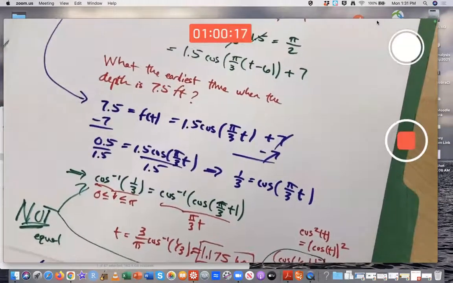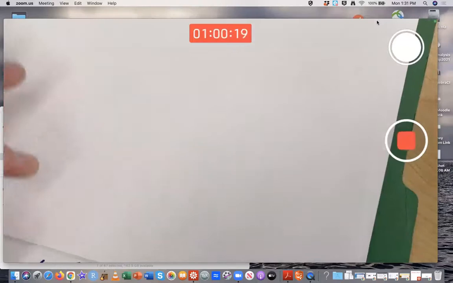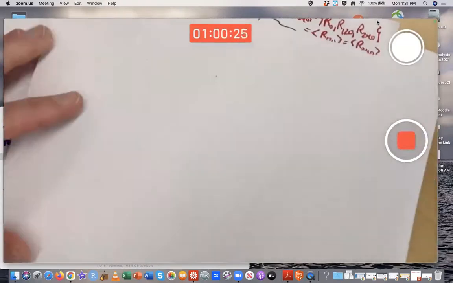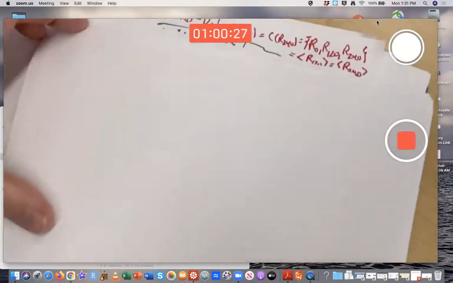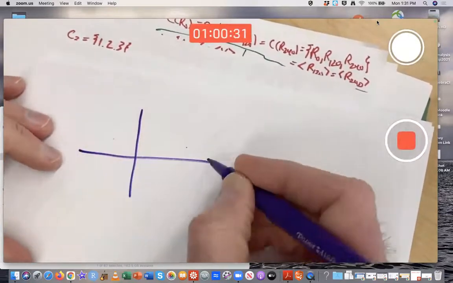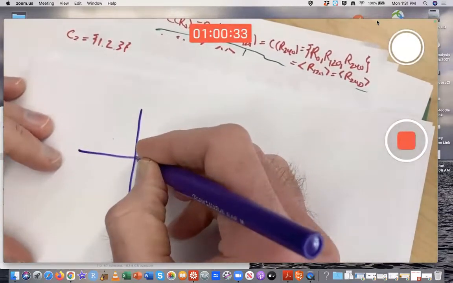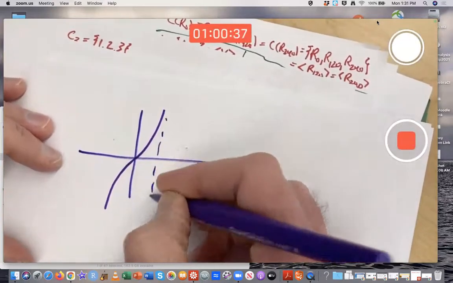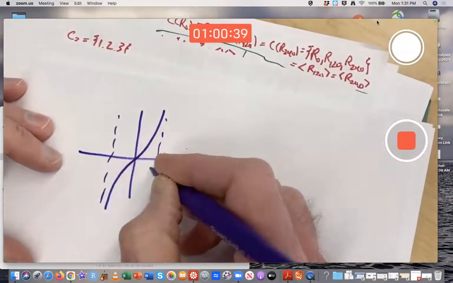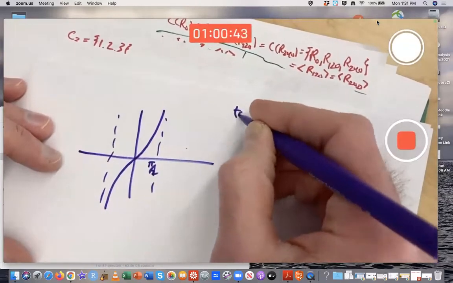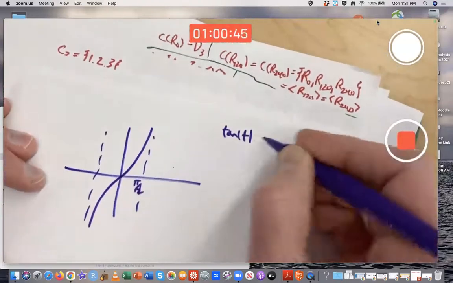This section also discusses the tangent function, whose graph it's worth trying to remember to some degree. I think it's worth remembering this. The tangent function has a basic graph that looks like this, and it's got vertical asymptotes at plus or minus pi over 2. Tangent is defined to be sine divided by cosine.